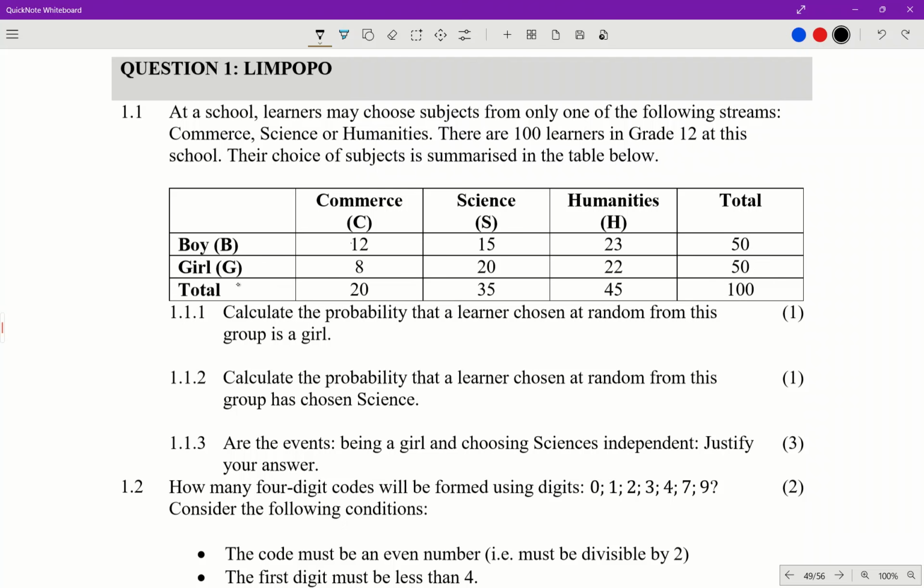Remember, probability has to be expressed as a ratio, guys. So meaning that probability is something like this: probability is equal to the number of favorable outcomes divided by the total number of outcomes.